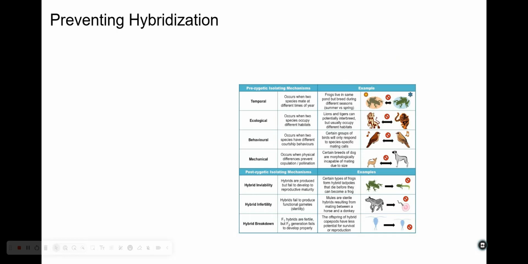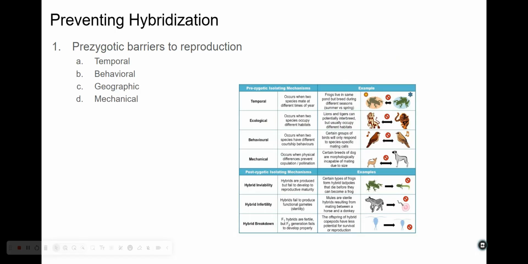All right, so how do organisms prevent hybridization? You have your prezygotic barriers to reproduction. So you got temporal, behavioral, geographic, mechanical, kinetic, and incompatibility. So temporal is when they mate at different times. Behavioral is when they don't recognize each other as mates. So these are very similar to the reproductive isolations. Reproductive isolation happens prior to becoming separate species, and then these can turn into barriers that prevent hybridization as well. Mechanical, the pieces don't fit together, and then the last one is the gametic incompatibility, so the sperm and the egg do not fuse correctly.